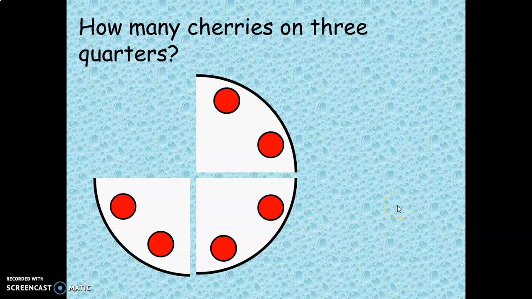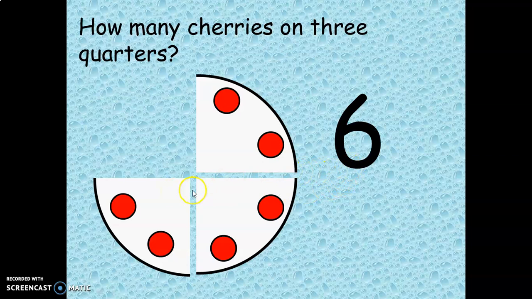Now, how many cherries are on 3 quarters? Quarter means 4 parts. 1, 2, 3, 4. We've cut it into 4 parts, and one part is missing. Remember, we had 8 cherries. The quarter of the cake that is missing went with 2 cherries. So how many cherries are on 3 quarters?